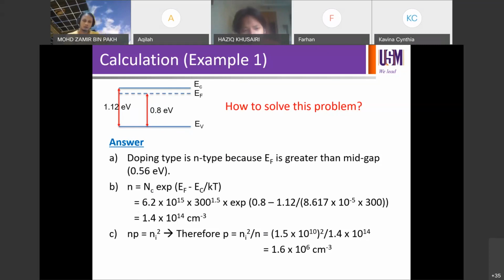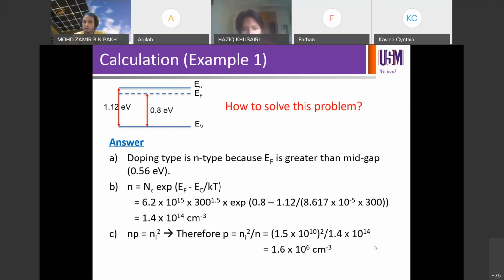So 1.0, for example, times 10 to the 10 squared over 1.4 times 10 to the 14, and your minority carrier concentration will therefore be 1.6 times 10 to the 6 per centimeter cube of hole concentration. Please check and make sure you are okay.